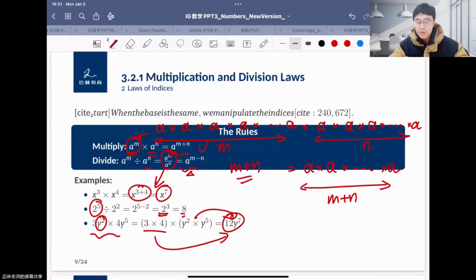That is multiplication and division. I guess this part is very important. We have to understand it, because many times in IGCSE, we have to use multiplying and dividing indices.